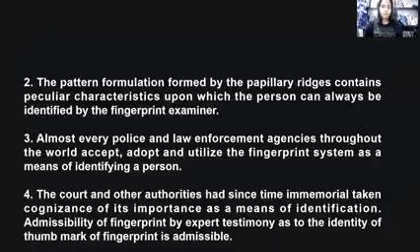Third, almost every police and law enforcement agency throughout the world accepts, adopts, and utilizes the fingerprint system as a means of identifying a person. Fourth, the courts and other authorities have since time immemorial taken cognizance of its importance as a means of identification. Admissibility of fingerprints by expert testimony as to the identity of a thumb mark or fingerprint is admissible.